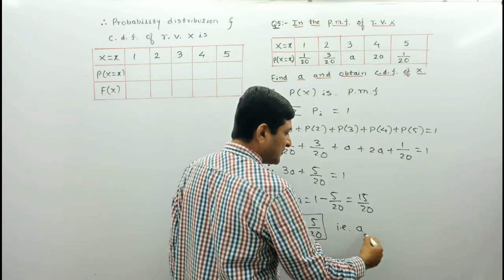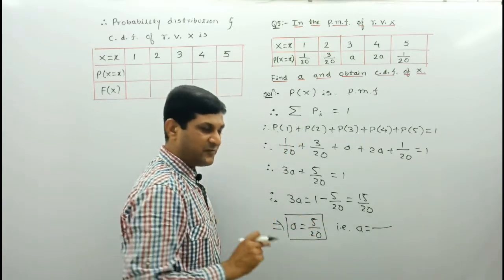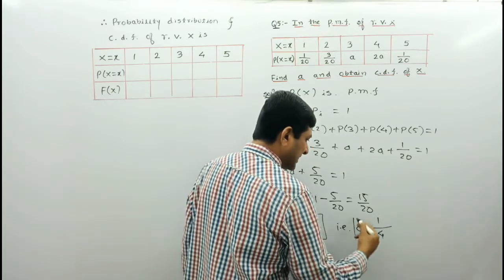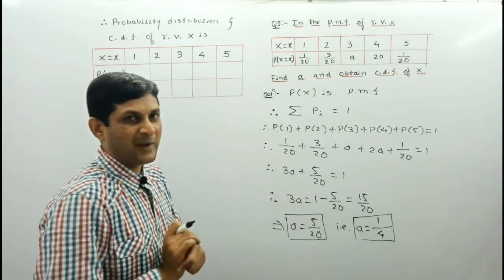In simplest form, the value of A can be written as, here we can observe that both the numbers are divisible by 5. So 5 1s are 5 and 5 4s are 20. Means we can say that A is equal to 1 by 4, or we can say that A is equal to 5 by 20.